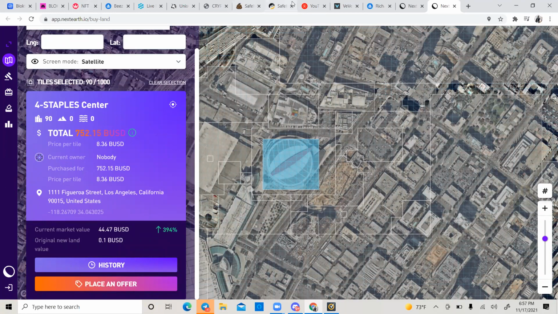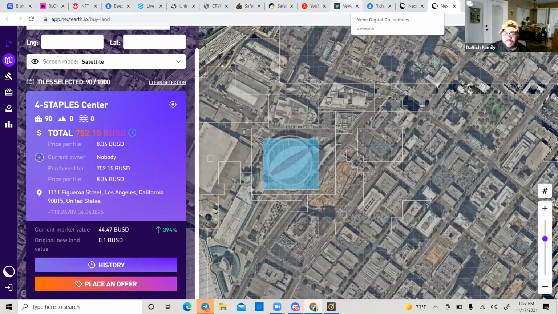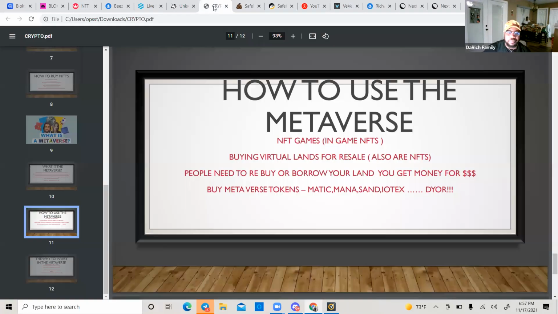So, you know what I'm saying? Definitely want to get on game in reference to the metaverse, because real life and virtual are pretty much the same thing at this point.